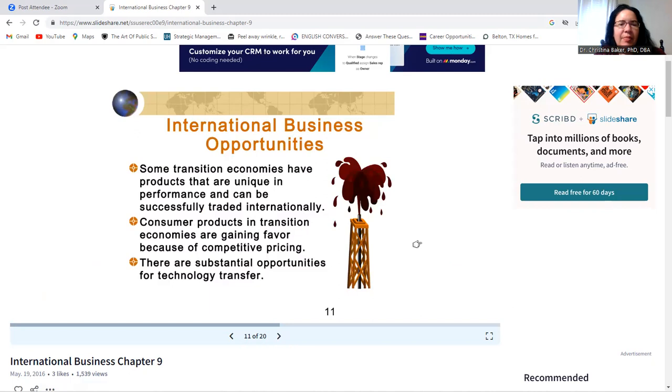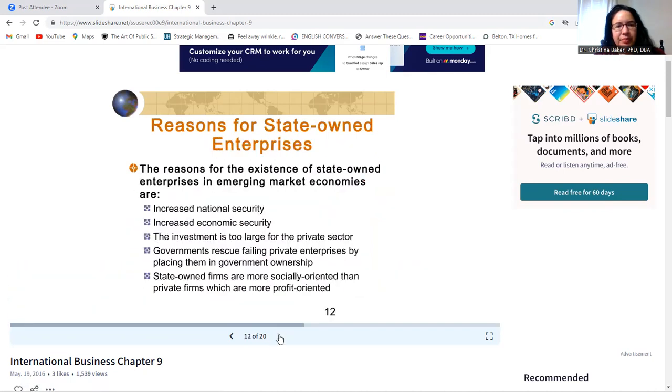Some transition economies have products that are unique and can be successfully traded internationally. Consumer products of transition economies are gaining favor because of competitive pricing. There are substantial opportunities for technology transfer.